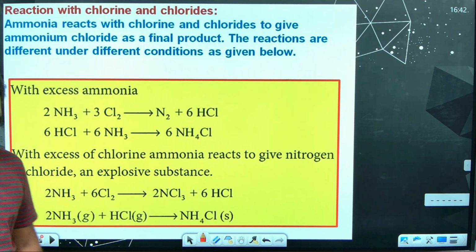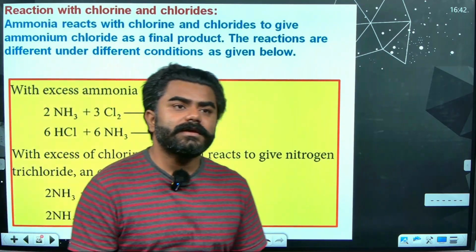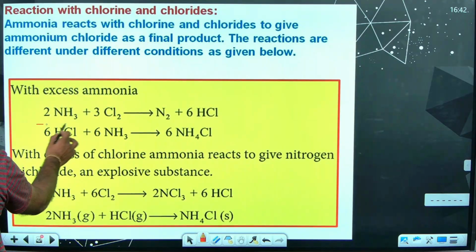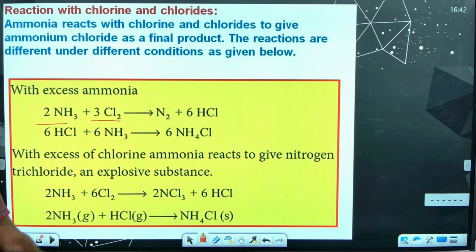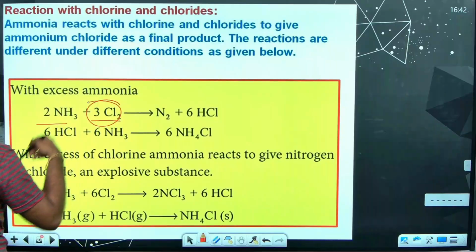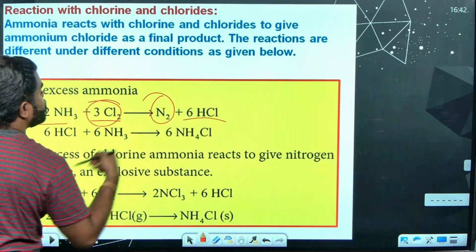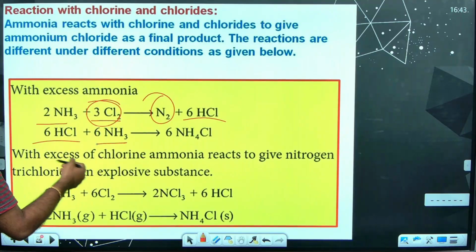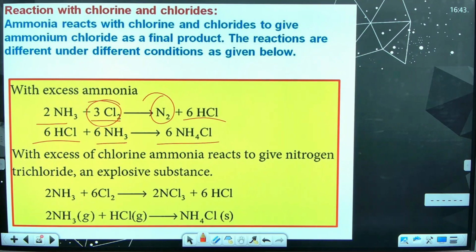Next, what happens when it reacts with chlorine and chlorides? Now if we take excess ammonia and treat it with chlorine, we get nitrogen and HCl as the product. That HCl reacts with ammonia again and you get ammonium chloride salt.